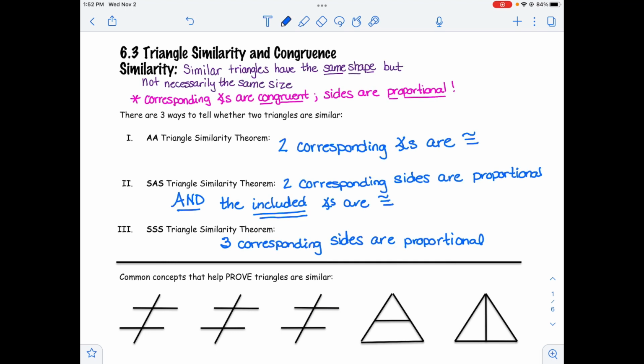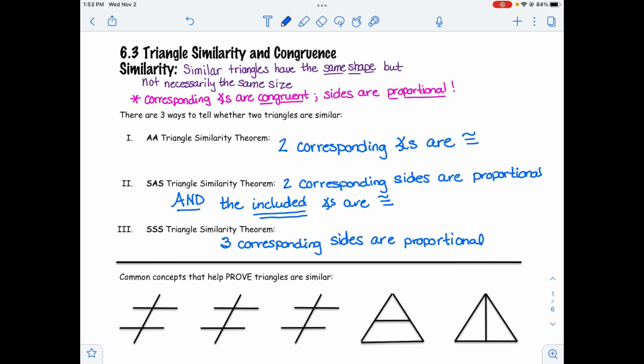So make sure you understand what similar triangles are: same shape, but not necessarily the same size, and corresponding angles are congruent and the sides are proportional. There are 3 ways to tell if 2 triangles are similar. We have the AA triangle similarity theorem, where 2 corresponding angles are congruent.